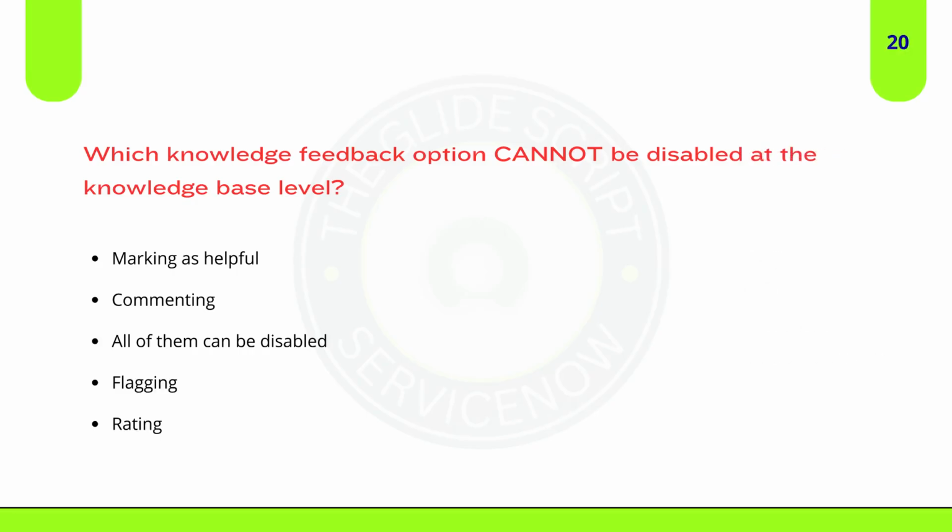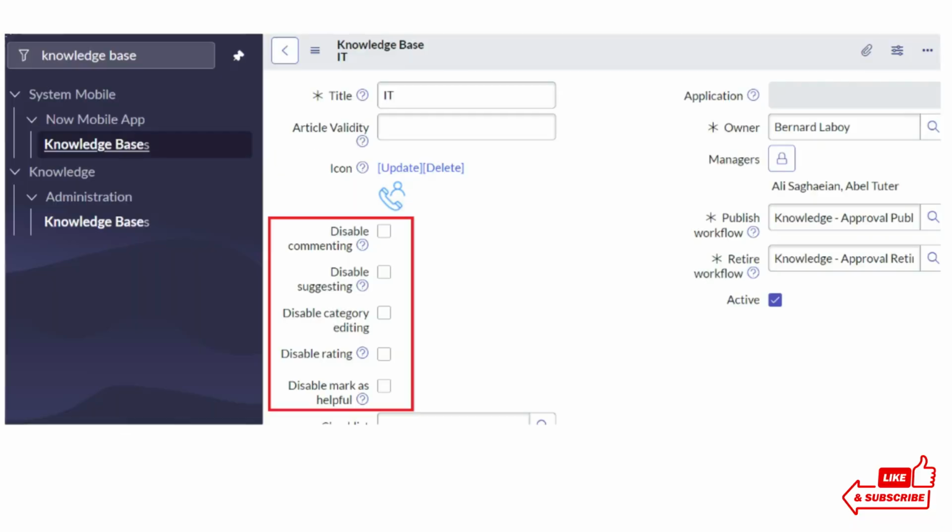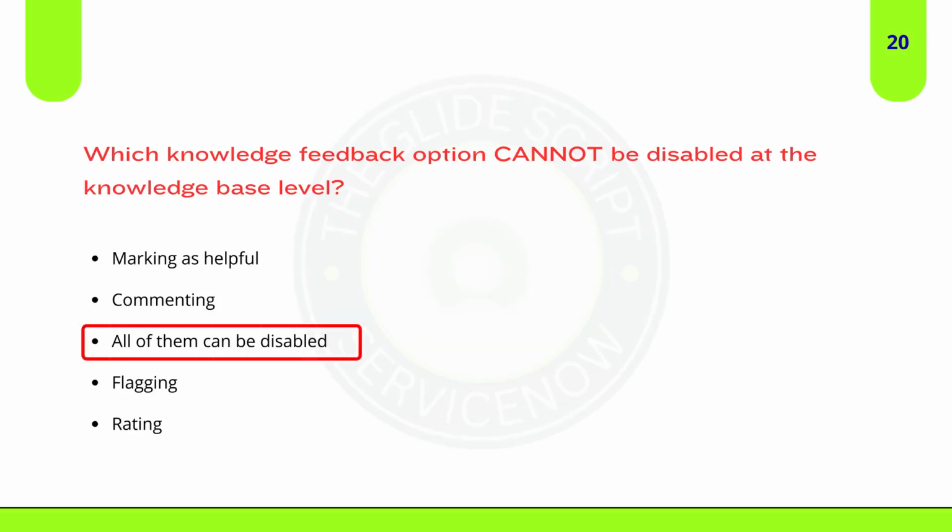Which knowledge feedback option cannot be disabled at the knowledge base level? Marking as helpful, commenting, all of them can be disabled. Flagging and rating is a very tricky question. You can see in this screenshot, we can disable commenting, suggestions, catalog and editing, rating, and mark as helpful also. All of them can be disabled. So the answer will be 3. Third, all of them can be disabled.